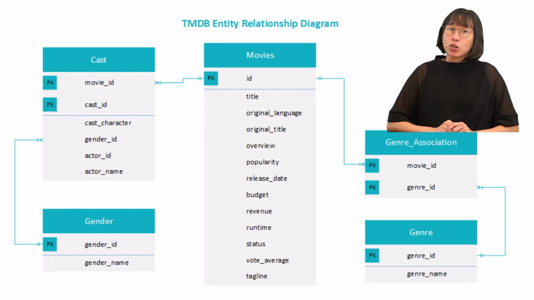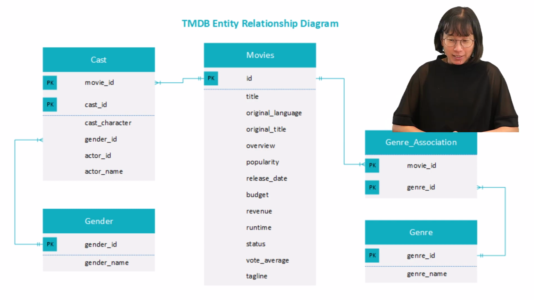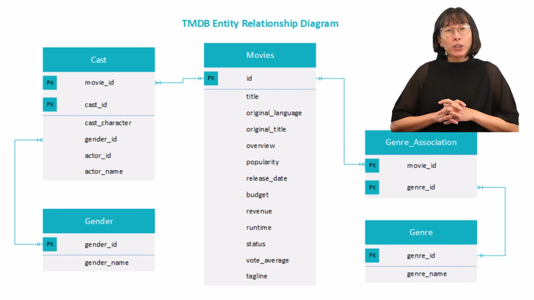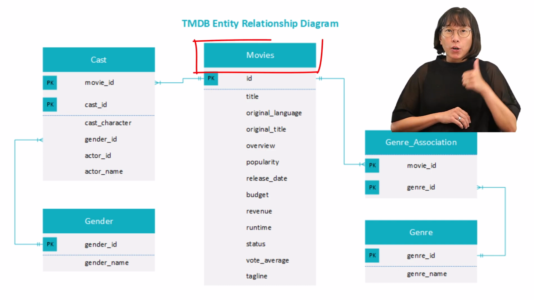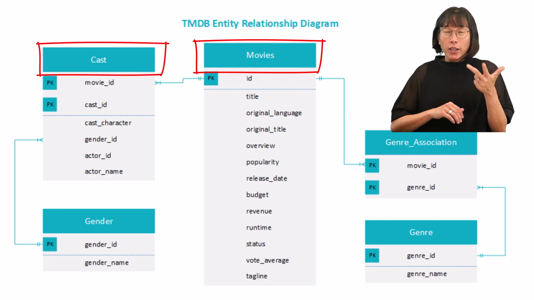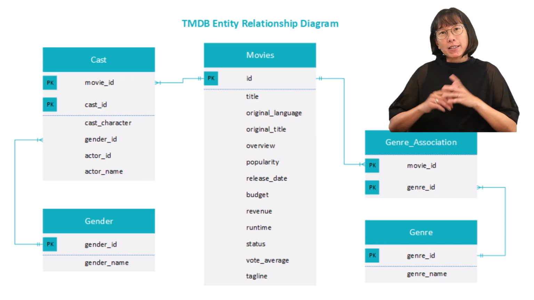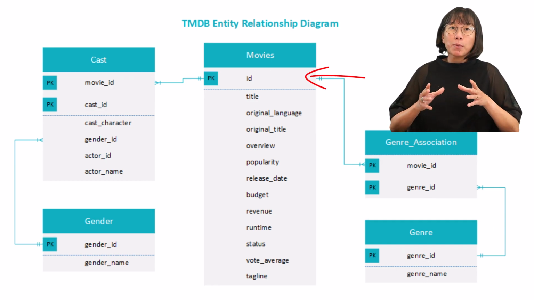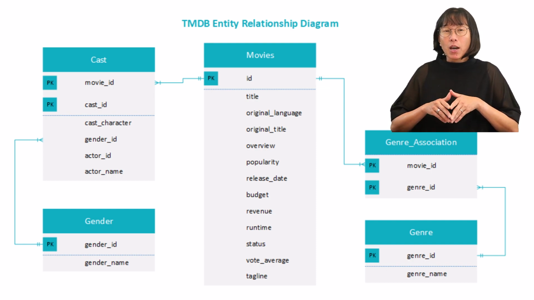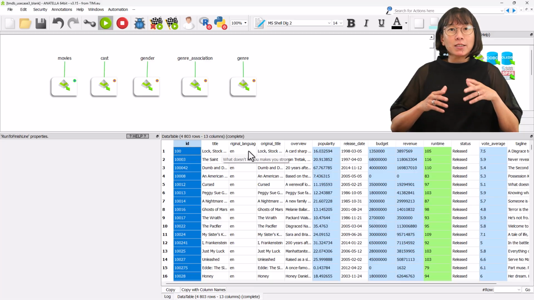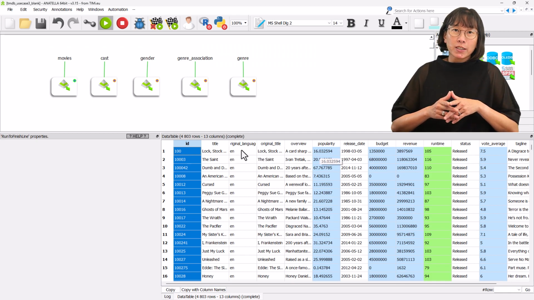Let's take a look at the structure of the tables we'll be working with. Inside this lesson, we'll use 5 tables from the TMDB database. These 5 tables are movie, cast, gender, genre association, and genre. The first table is a table about movies. The first column of this table is the ID column. It's a primary key that is unique.